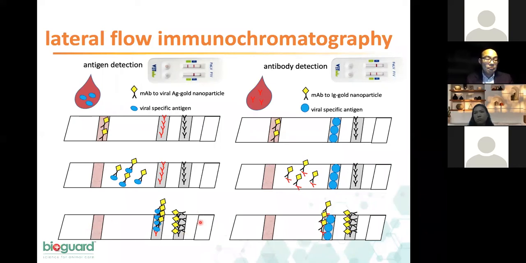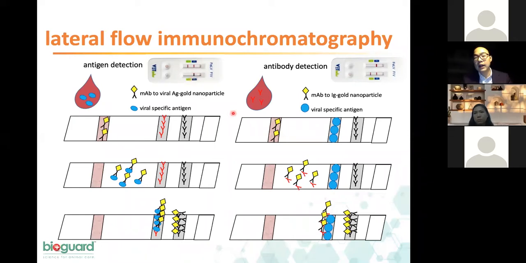So if the blood sample contains P27 antigen, you will see two red lines, first on the test line and secondly on the control line. But if the sample doesn't contain the antigen that you want to detect, you will only see one red line on the control line.